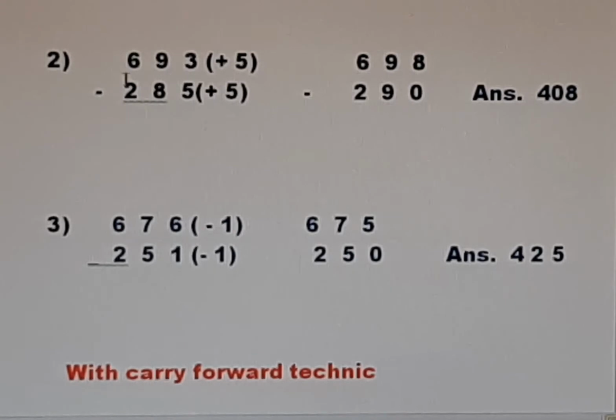Then 693 minus 285. Which one is the higher figure? 693. Which one is the lower figure? 285. From 2 you can minus from 6? Yeah. From 8 you can minus from 9? Yes. From 5 you can minus from 3? No. So you have to take 2 figures at a time and make a base figure. The base figure of 85 is 90. So 85 plus 5 is 90.